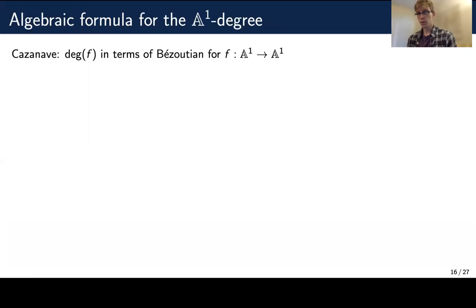So I also have some work on algebraic formulas for the A1 degree. As I mentioned earlier, Kass-Wickelgren give us a way to do this for the local A1 degree at certain types of points. And Kazarian gives us a way of computing the global A1 degree in dimension 1 using something called the Bezoutian.